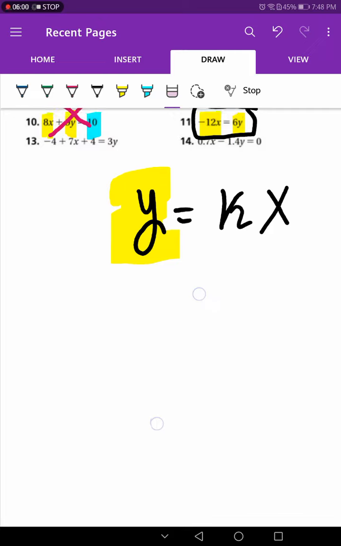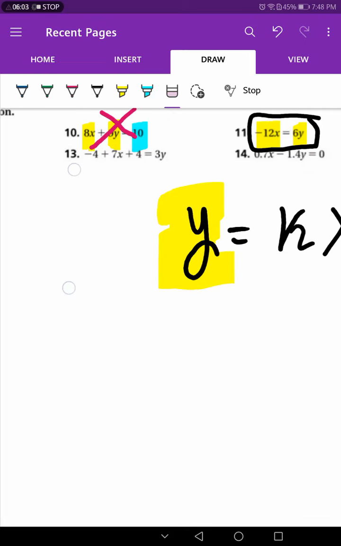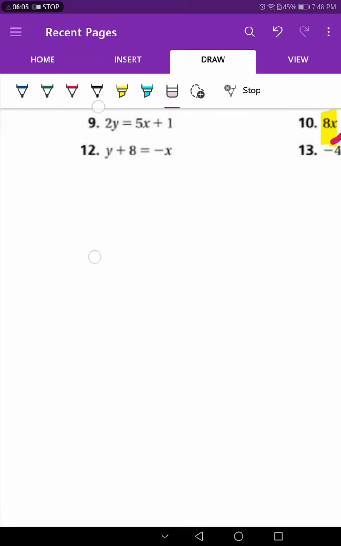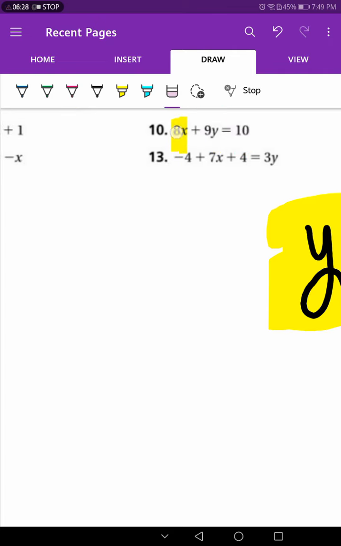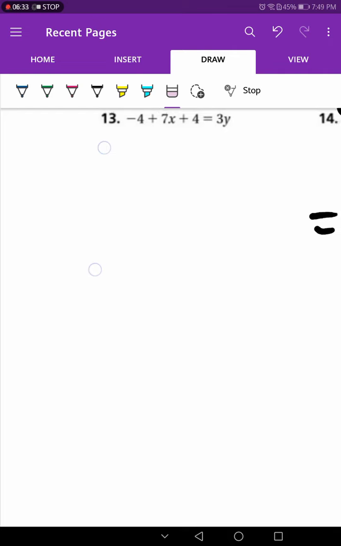I will not take a long time from your precious time. I will move to number 12 and make my way. And here the 1 comes with the y, the 8 comes with no variable, so directly I say it is not a direct variation equation, it is just a linear equation. My dear student, let us move to the next one. I will erase this, and we are here in number 13.